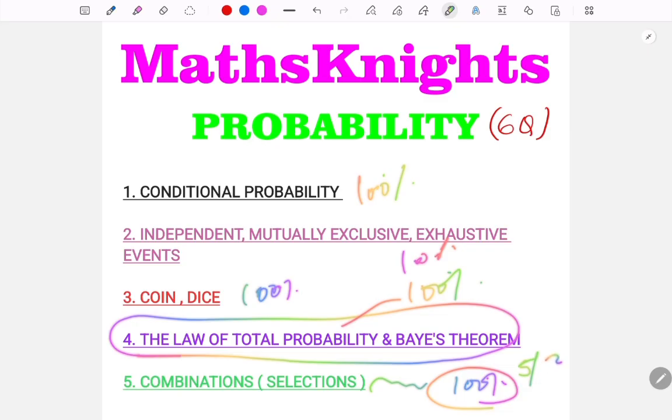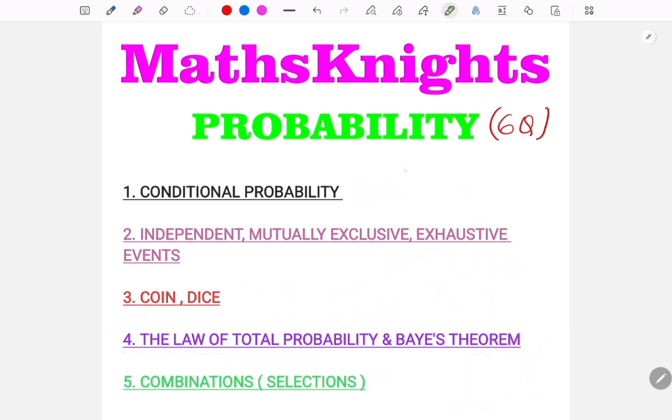In total, you will get around 5 or 6 questions in our KCET examinations. But these four are damn sure topics, and you can use them to solve all 5 or 6 questions within 2 minutes. Clear? Now we will discuss the law of total probability and Bayes' theorem.